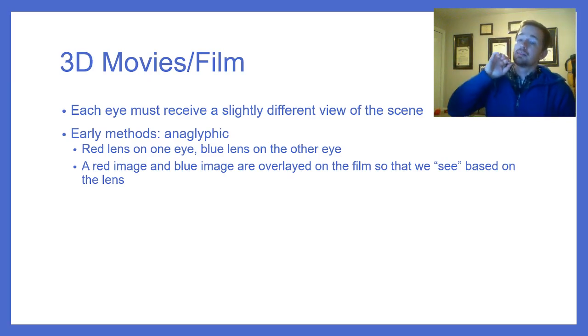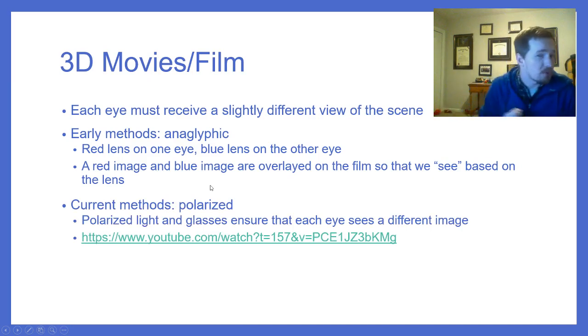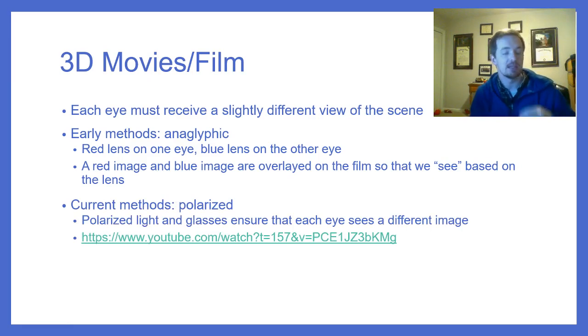So the second, more recent kind of development in 3D is called polarized, and polarized is much more complicated. Polarized 3D basically relies on how the light from the projector hits the screen and bounces back at you. So basically, you have these glasses.